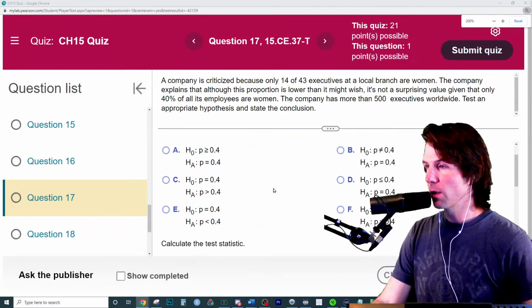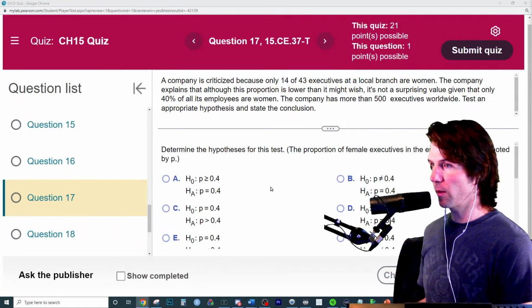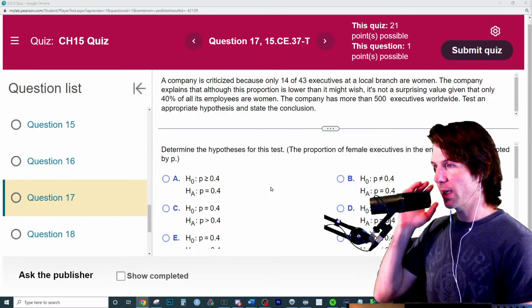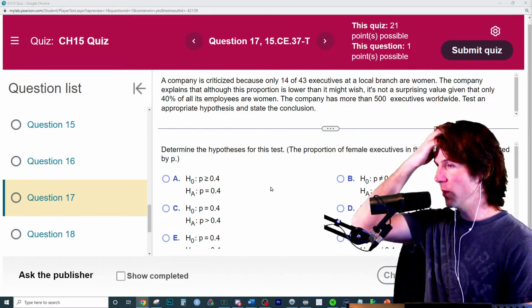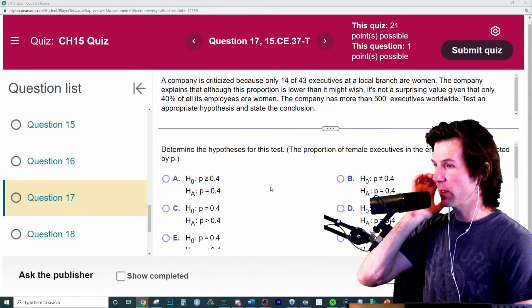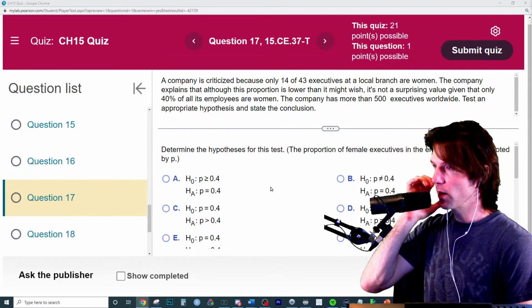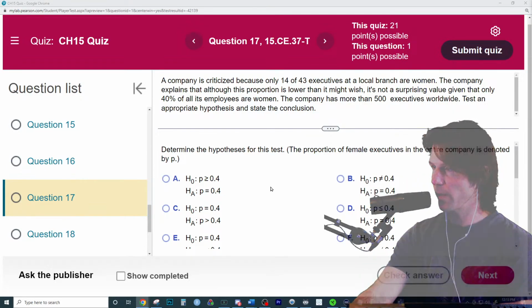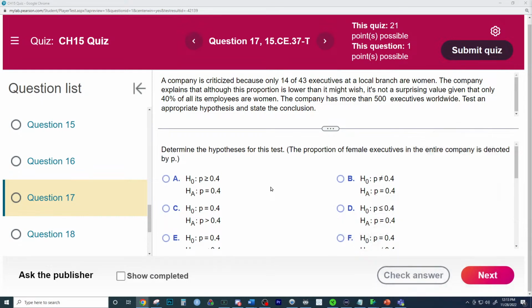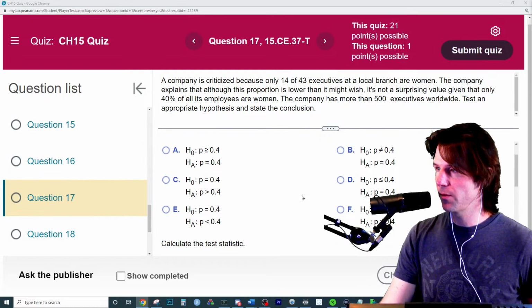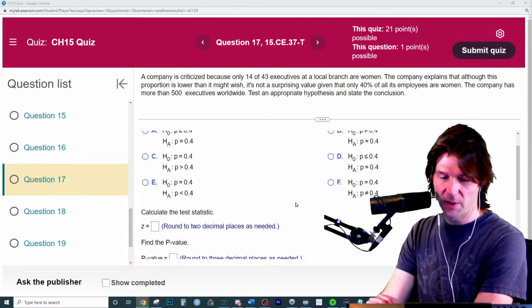So when you look at this, if we have 40% of women at our company, what proportion of your executives would you expect to be women? If 40% of your company is women, what proportion of your executives would you expect to be women? So 40% of your company is women. Exactly, Meredith. Great job right there.